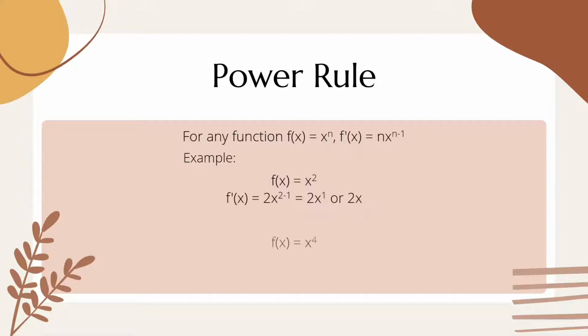Another example, f of x equals x to the fourth power. To get its derivative, we drop down the exponent 4, then reduce the exponent by 1. That would be 4x raised to 4 minus 1, or simply 4x cubed. Let's move on to our next rule.